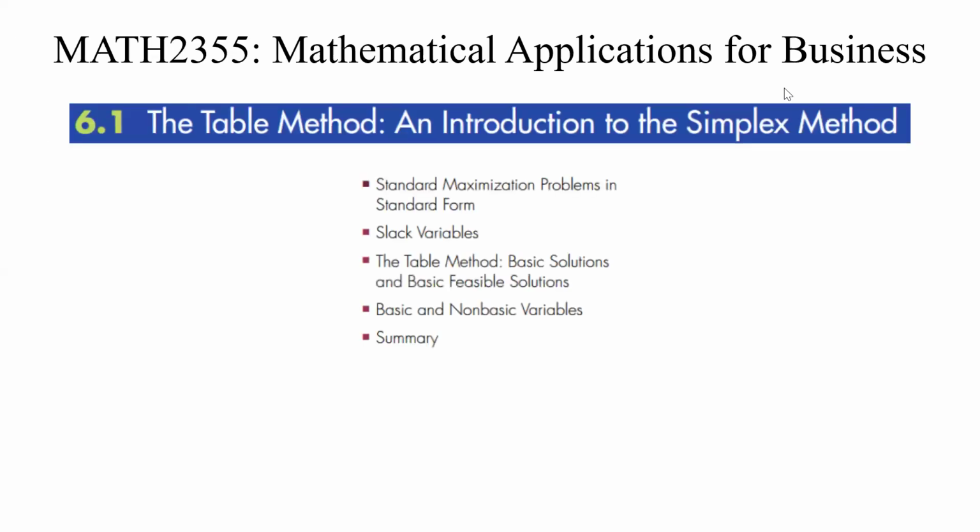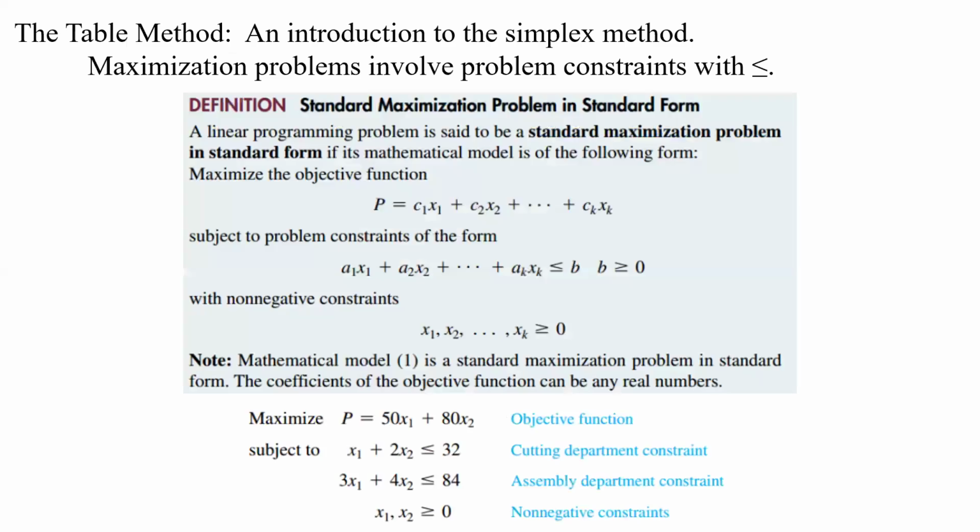All right, welcome to section 6.1 on the table method, which is an introduction to the simplex method. So here we're going to learn about standard maximization problems in standard form, select variables, the table method, basic solutions and basic feasible solutions. Then we'll look at basic and non-basic variables and then summarize. So the table method is going to be our introduction to the simplex method, which is coming later. And these are going to involve maximization problems with constraints with less than or equal to.